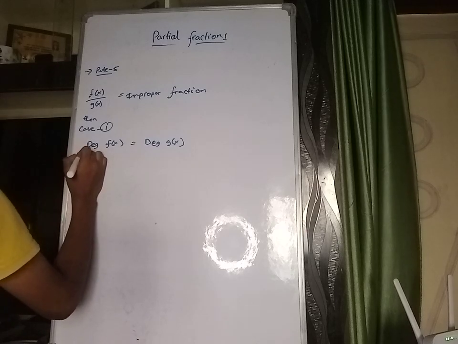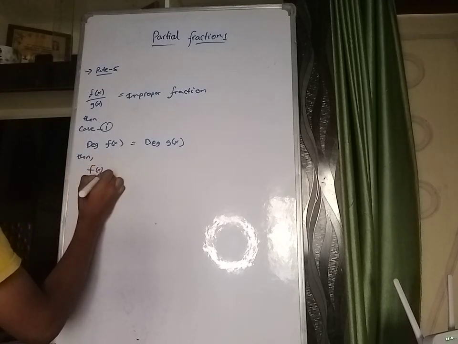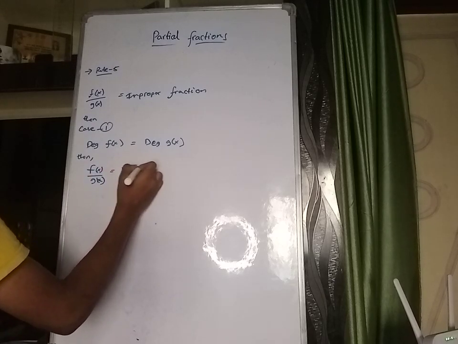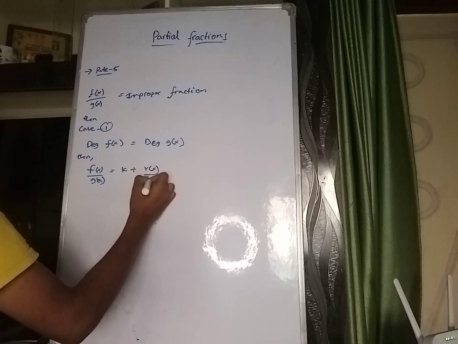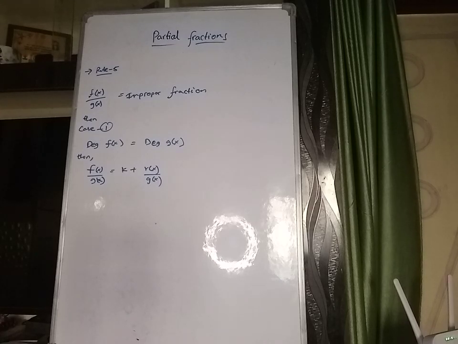Degree of f of x is equal to degree of g of x. Then by the division algorithm we can write f of x by g of x is equal to k plus r of x by g of x, where r of x is equal to 0 or degree of r of x is less than degree of g of x. Now let's talk about case 2.